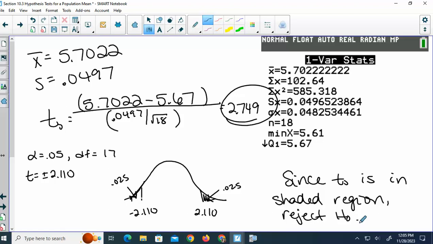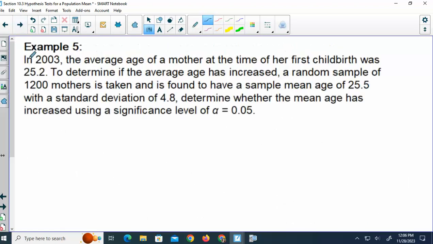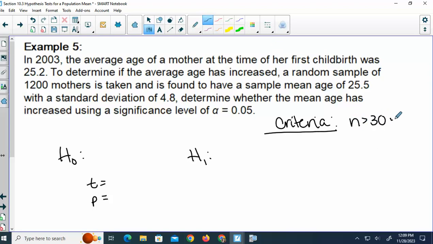Okay, I want you guys to just ignore the next slide for a minute. I want you to set up this last example. See if you can work it out. You can do it on the calculator. You need to write your null and alternative hypothesis. I want your T. I want your probability. What criteria do we have to verify? And how big was our N? Okay, so we're good there.